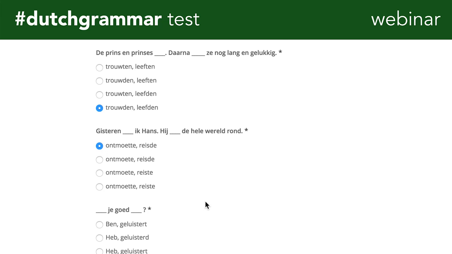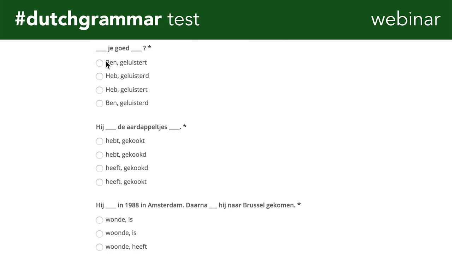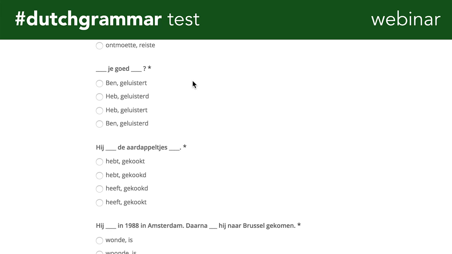Now the present perfect. Luisteren is a regular verb. And most regular verbs have hebben in the present perfect. We only shortly discussed the difference between using hebben and zijn in #DutchGrammar. But this will be discussed in detail in #DutchGrammar 2, the follow-up course.